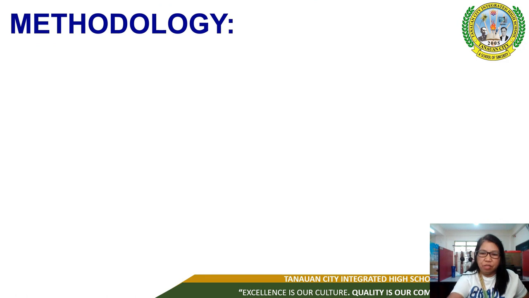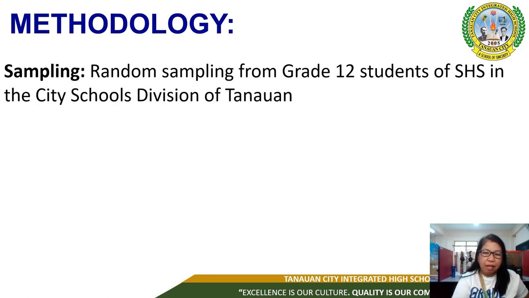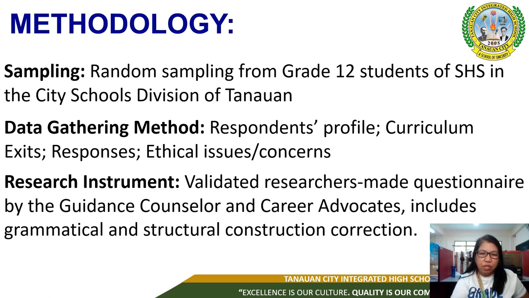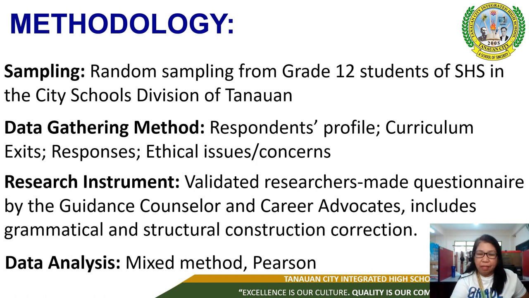For the methodology, sampling is random sampling from grade 12 students of senior high school in the City Schools Division of Tanauan. Data gathering method: students' profile, curriculum exits, responses, ethical issues and concerns. Research instrument: validated researcher-made questionnaires by the guidance counselor and career advocates, including grammatical and structural construction correction.